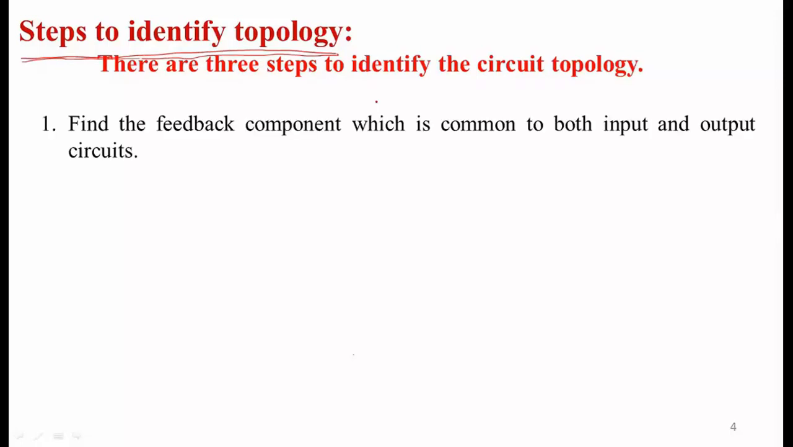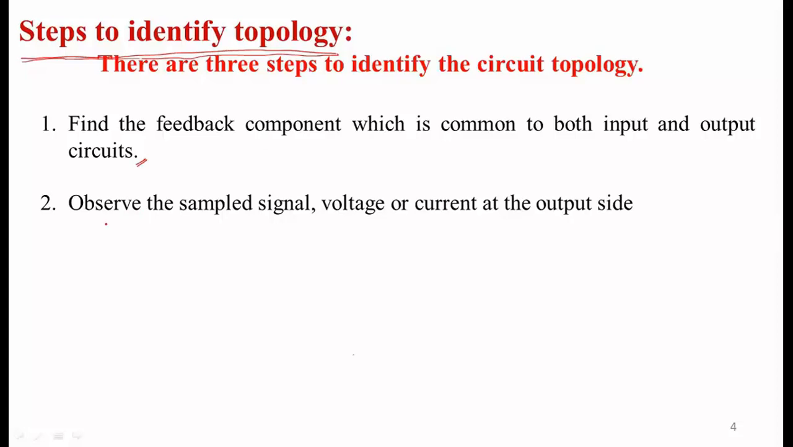Number 1, find the feedback component which is common to both input and output circuit. Suppose we are given some circuit. First of all, we have to find the feedback component, the feedback component which is common to both input and output circuit.